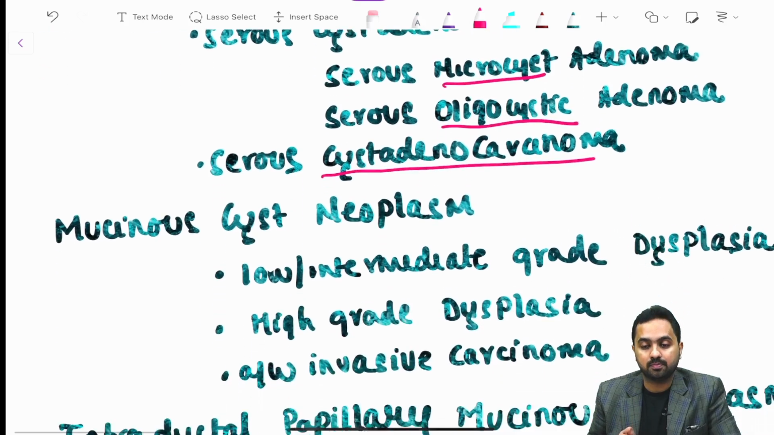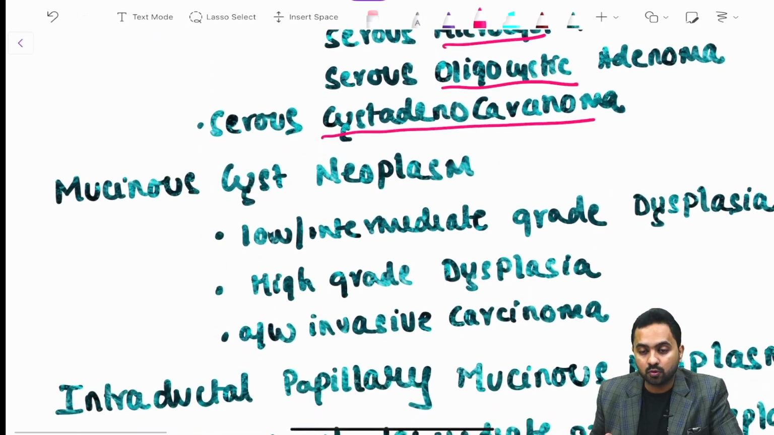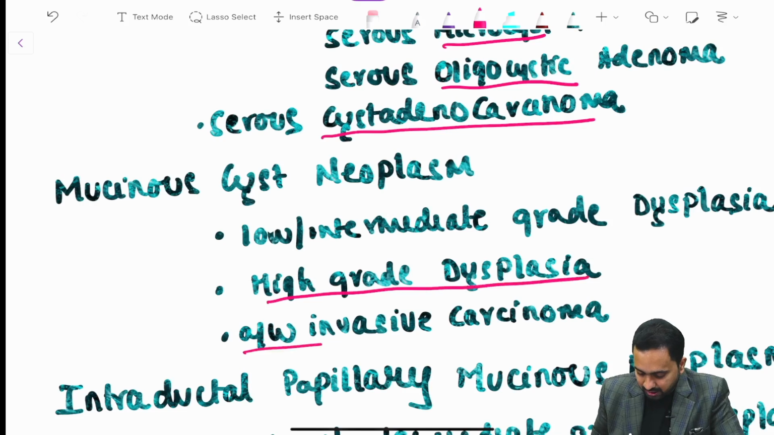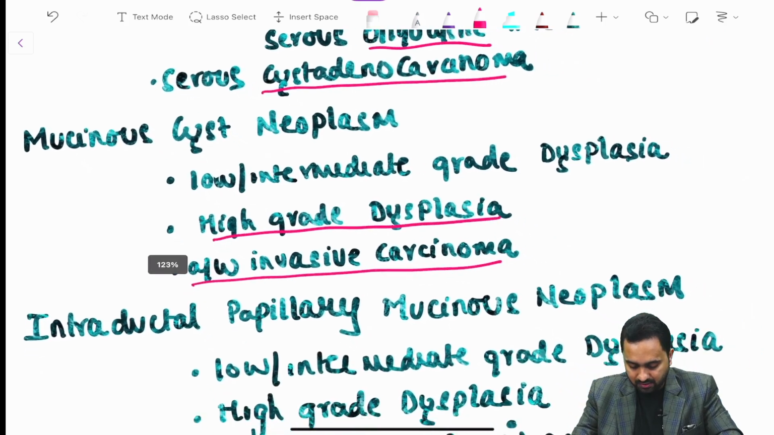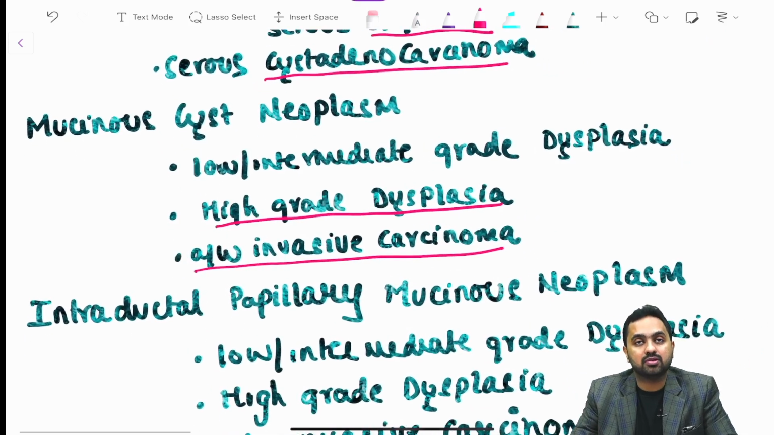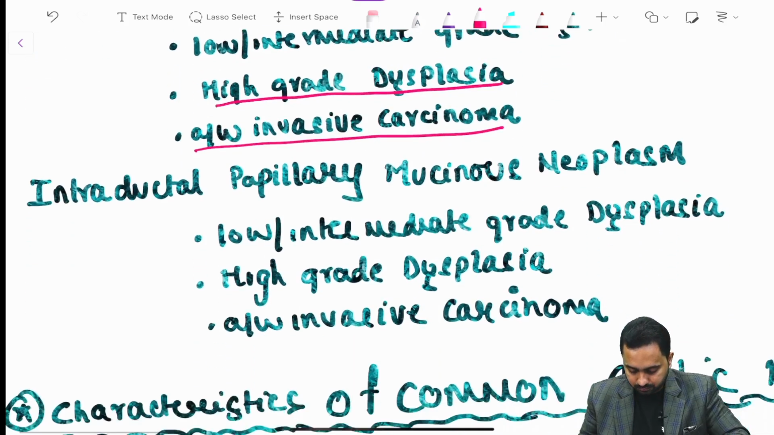Then mucinous neoplasm, which consists of your low or intermediate grade dysplasia, a high grade dysplasia, and it may be associated with your invasive carcinoma. And then we have your intraductal papillary mucinous neoplasm, which may be associated with your low or intermediate grade dysplasia, high grade dysplasia, or it may be associated with your invasive carcinoma.